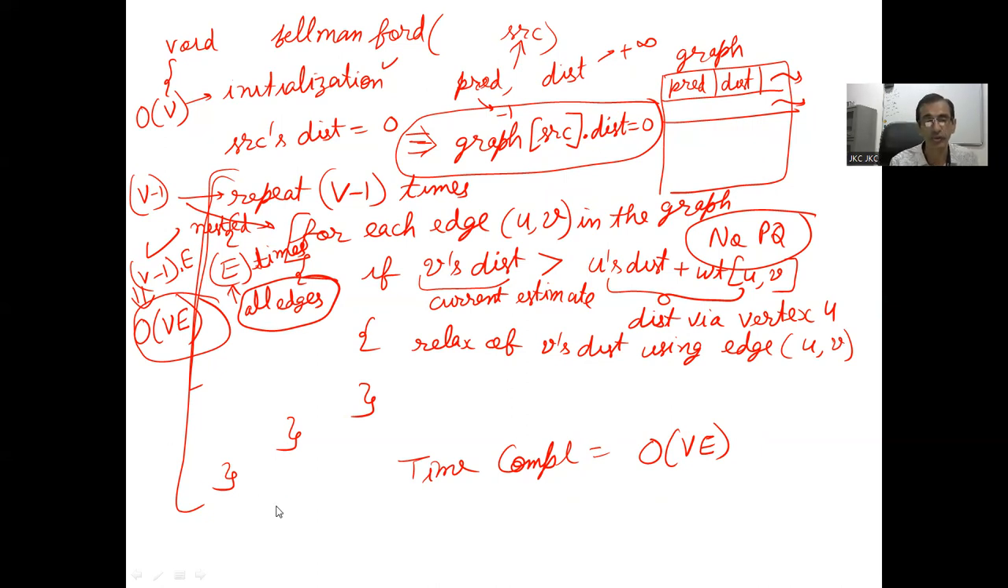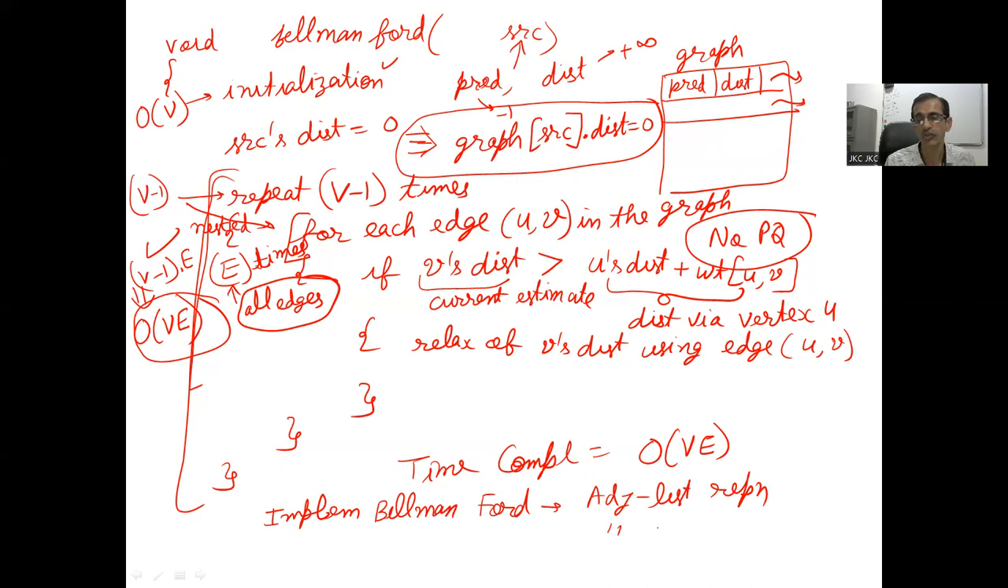Again, I'll give you the main purpose: the implementation of this Bellman Ford via both alternatives you must try. Use the adjacency list representation, or use the adjacency matrix representation. Pseudocode is similar, so for both you can try.